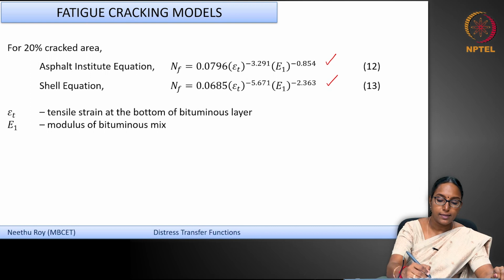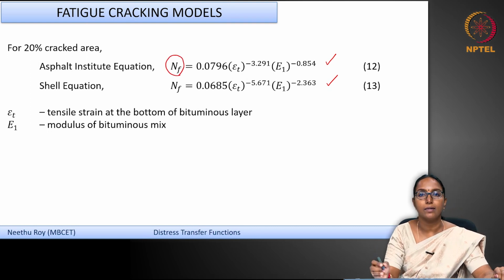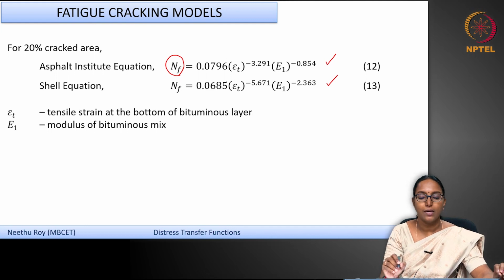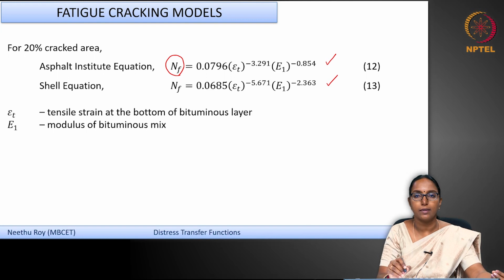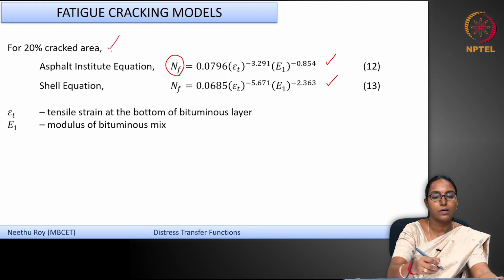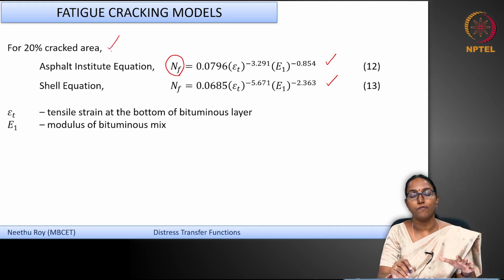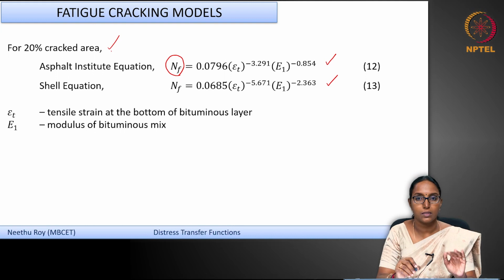Now, I said that NF is the number of repetitions to failure. Now, the failure criteria has to be set, right? So every design approach will choose a certain criteria as the failure criteria. As far as this Asphalt Institute method is concerned, if 20% of the area of the pavement structure is cracked, that is assumed to be the failure criteria.